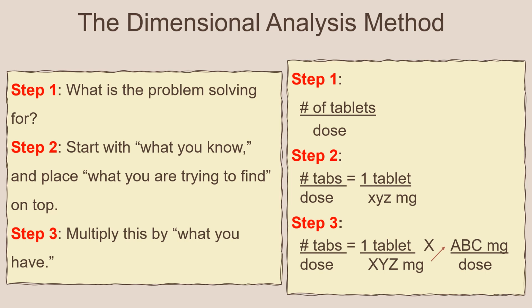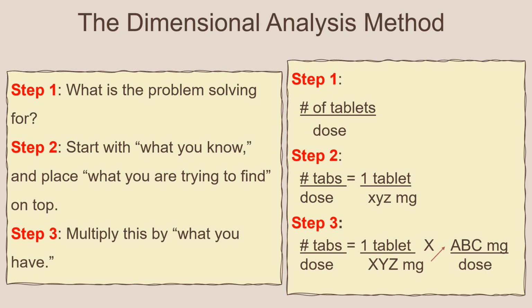When we do dimensional analysis, we move left to right. On the furthest left, we start with what we're looking for. What is the problem we're trying to solve? Like how many tablets are we going to be giving per dose? And this is step 1. Now that we know what we need to solve, we put our equal sign and then we start moving right.